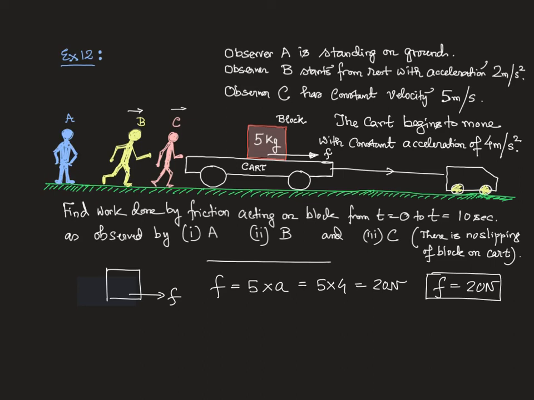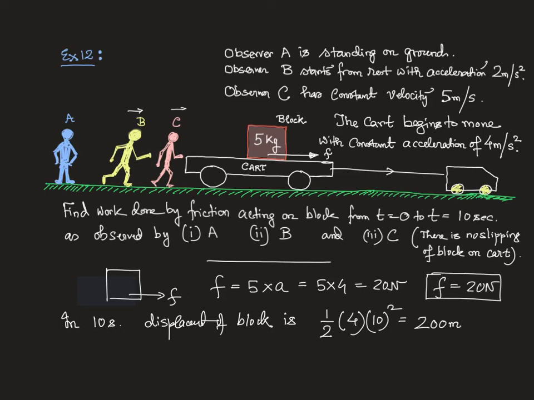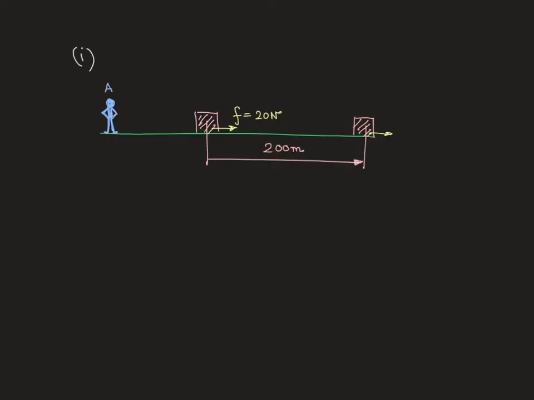Okay, and displacement of the block in 10 seconds. Displacement of the block starts from rest, so half acceleration times t square. So that is 200 meter. So the first part of the question is to find out work as observed by A. With respect to A, the displacement is equal to 200 meter, as A is the ground frame, and the force of friction acting on it is 20 Newton. So therefore work done is equal to 20 multiplied by 200, that is 4000 joule.